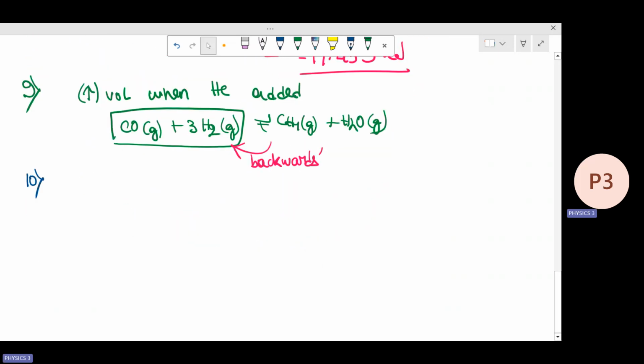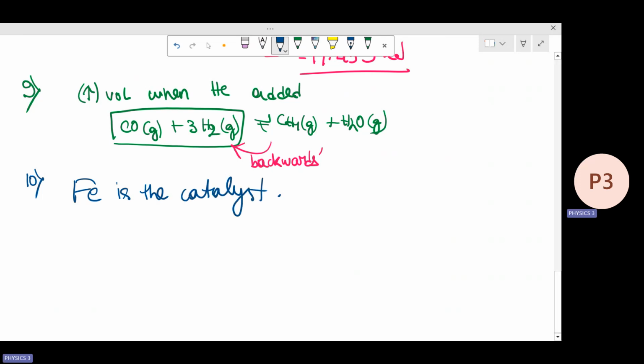In case of question number 10, they are asking us that in Haber's process for the manufacture of ammonia, the catalyst used is. Haber's process, when we are manufacturing ammonia, the catalyst used is Fe. Fe is the catalyst. We know this theoretical question.